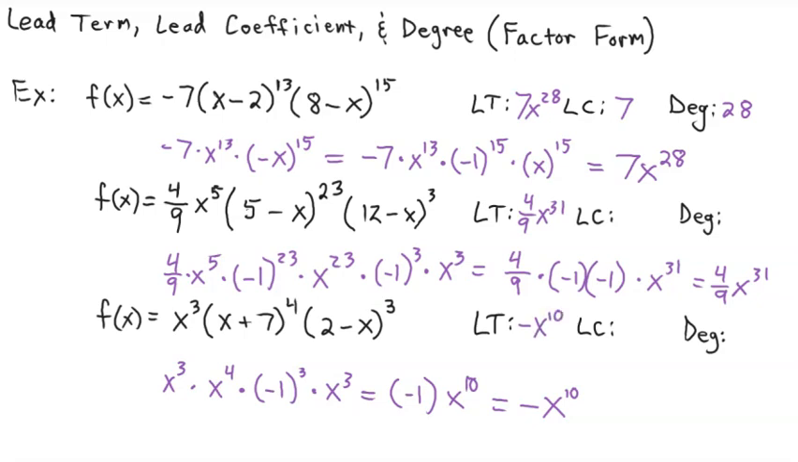The lead coefficient is that negative 1. And then the degree is the 10. I noticed up here we didn't do the lead coefficient and the degree. On this one, the lead coefficient is 4/9 and the degree is 31. And that's how we identify the lead term, the lead coefficient, and the degree in either standard form or factored form.